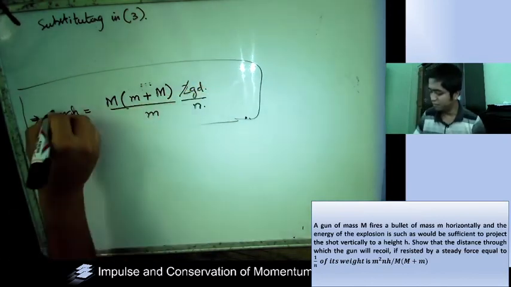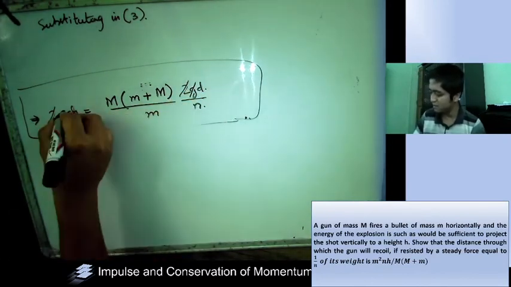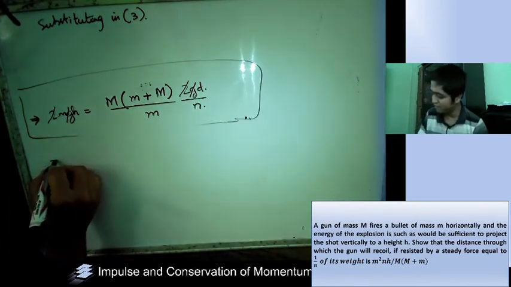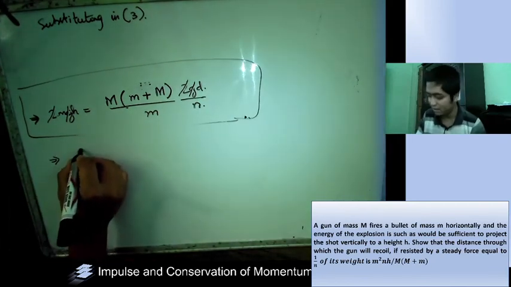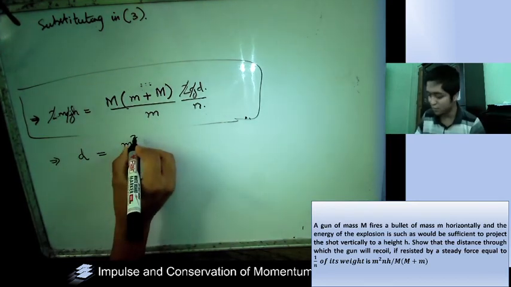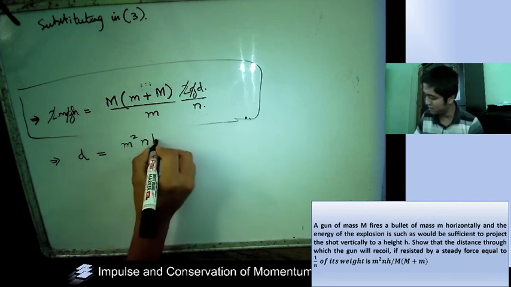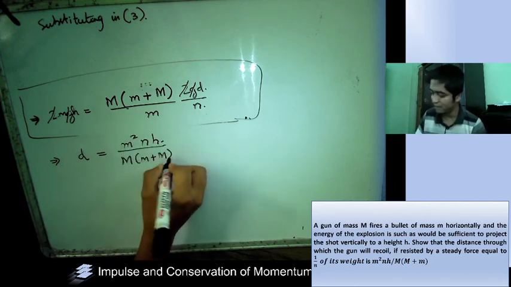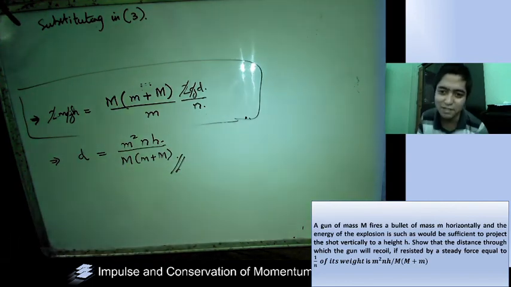So 2 and 2 will get cancelled. g and g will get cancelled. So all that will be left is d, and it will be equal to m square n h divided by M plus m. So this is the required expression.